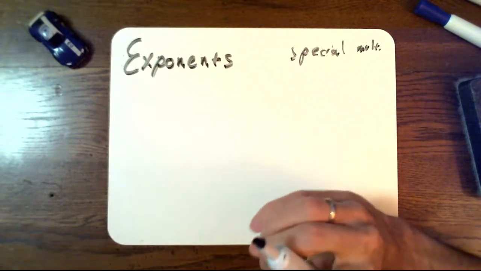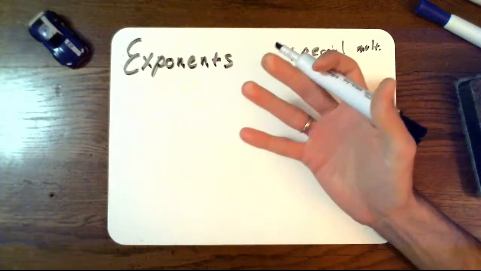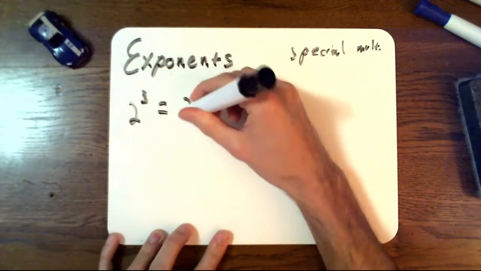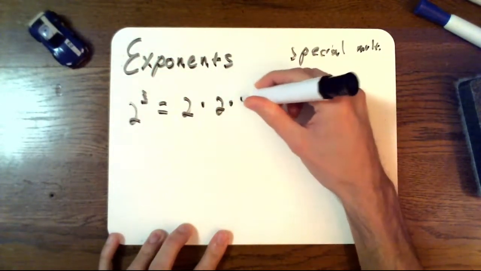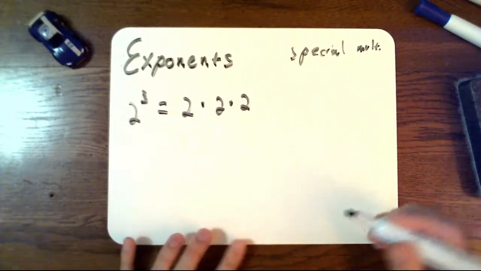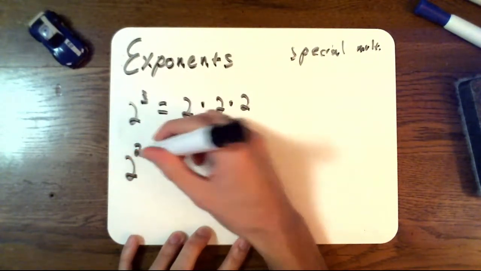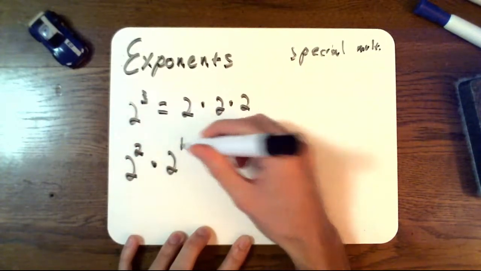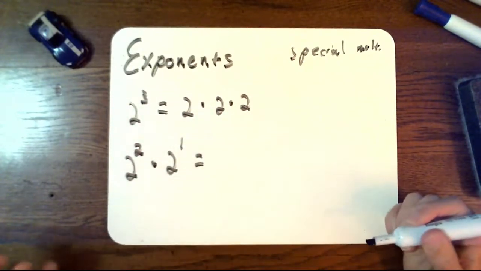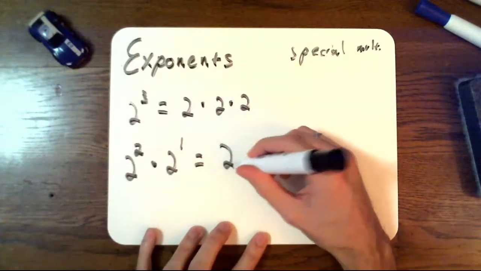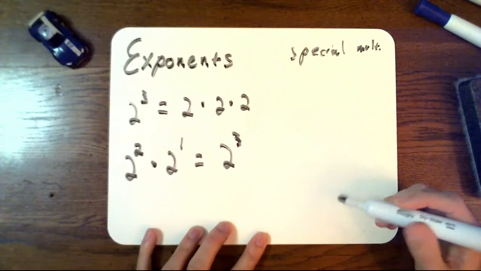I'm not sure that the class goes as far as combination, but since 2 to the third power is 2 times 2 times 2, here are more rules for exponents and how to deal with the powers. If you have 2 to the 2 times 2 to the 1, how many 2's do you have? Well, here's 2 of them, here's 1 of them. So you actually have 3 2's.